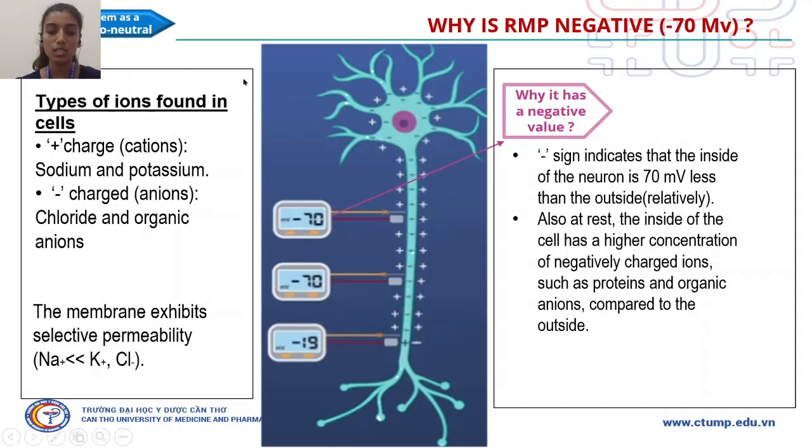The membrane is also selectively permeable. That is, it allows sodium ions more than potassium and chloride. The negative sign in the reading of RMP indicates that the inside of the neuron is 70 millivolts lesser than the outside relative to each other. The inside of the cell has a higher concentration of anions like chloride and proteins compared to the outside, which has more sodium, and thus creating a gradient.